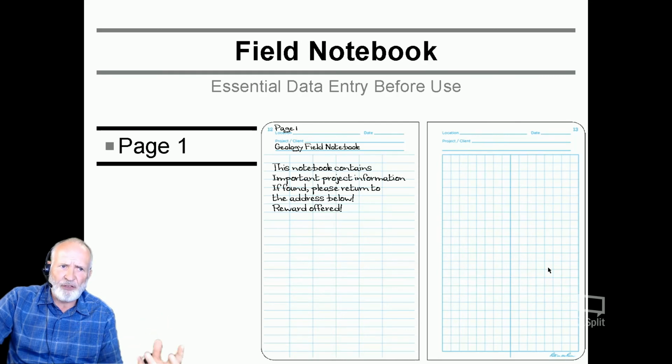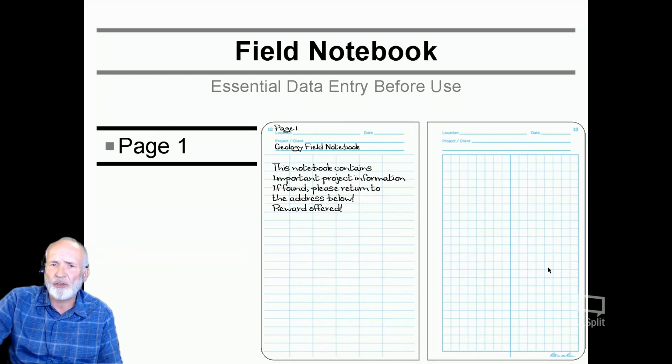You need to make a statement about the importance of this notebook in case you lose it, because as you progress in your various courses and classes, there's going to be some very important information in there for you to complete a project or get a grade. And if you lose this field notebook, you lose half of your life. So write something like, this notebook contains important project information. If found, please return to the address below.